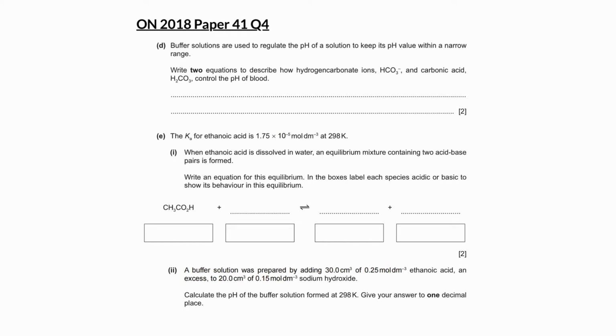So what if there is H+ added? We will have hydrogen carbonate ion as the proton acceptor to neutralize the H+ added. So the product will be H2CO3.